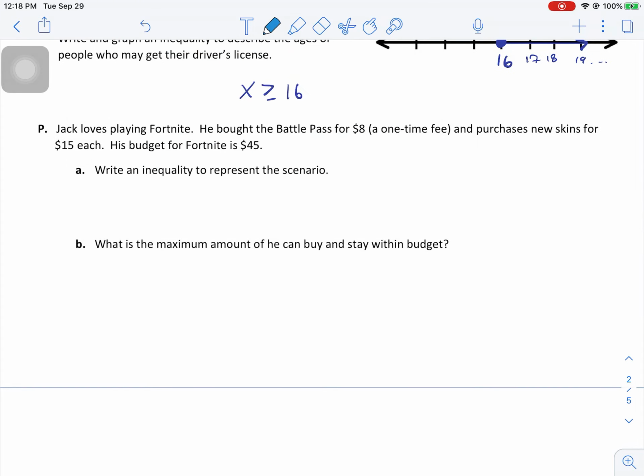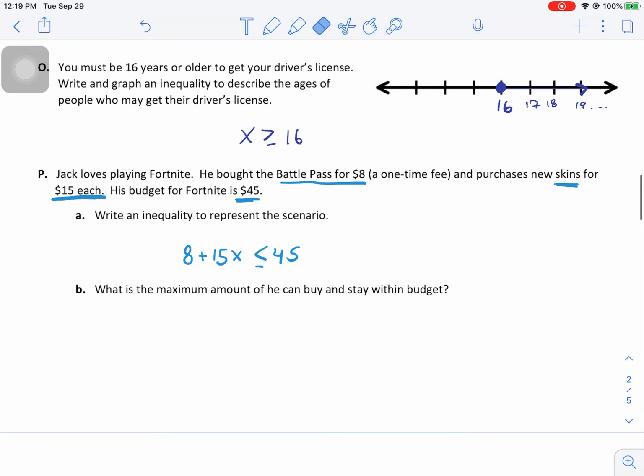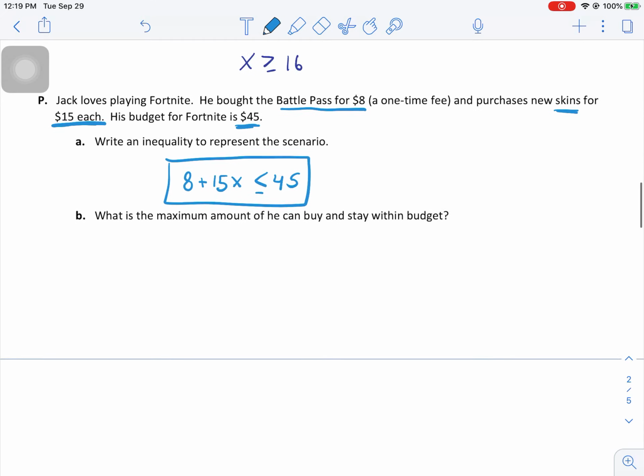For the last example here, it says Jack loves playing Fortnite. He bought the battle pass for $8 and purchases new skins for $15 each. His budget for Fortnite is $45. Write an inequality to represent the scenario. Okay, so buys the battle pass $8, one-time fee. So that's $8 plus $15 each skin tells us what we're multiplying by, so 15 times x. His total budget is $45, so the amount that he spends has to be less than or equal to $45. So that would be the equation that models this scenario.